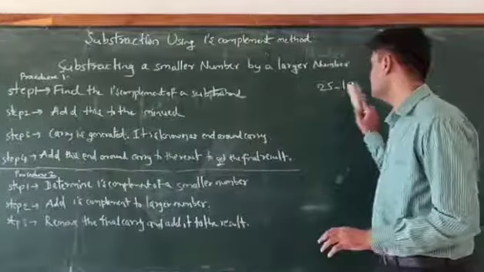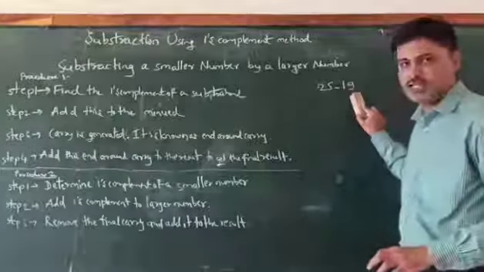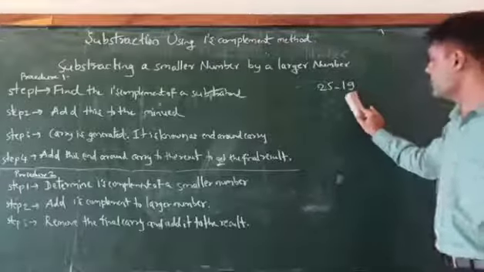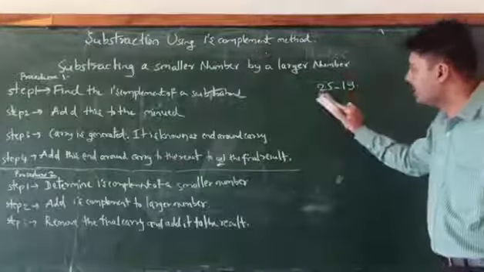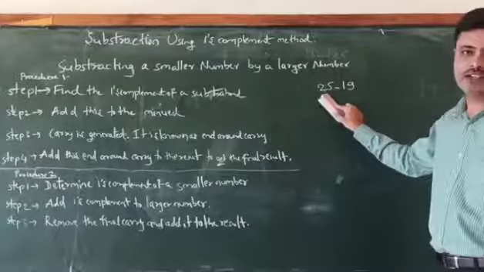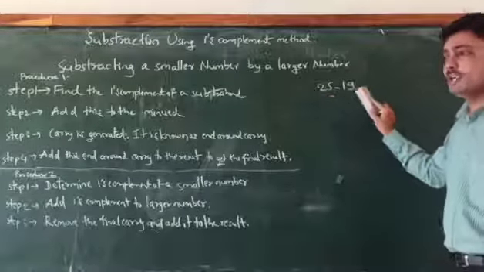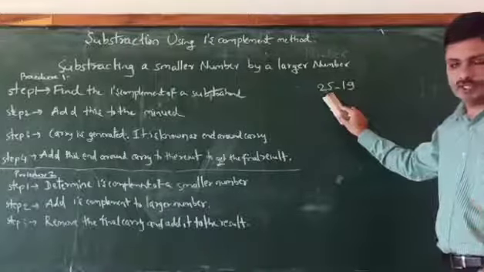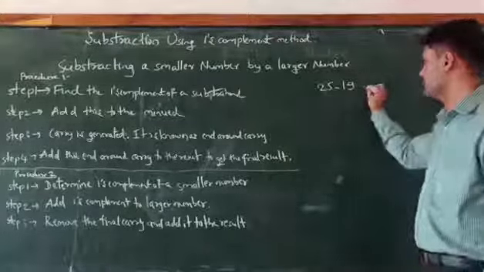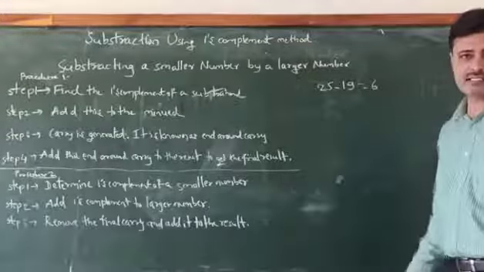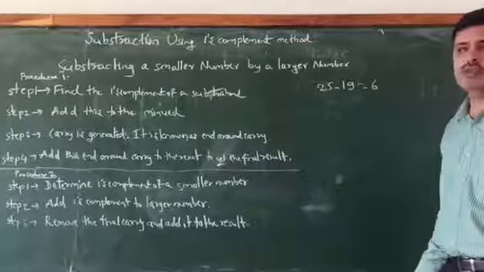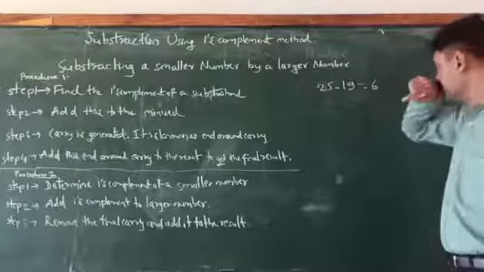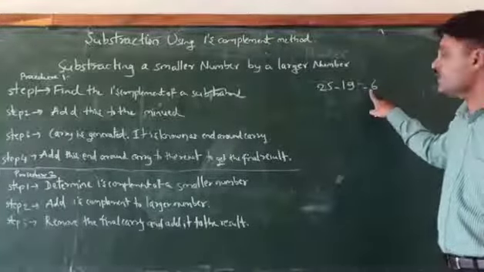First the given number is 25, second number is 19. Here we are subtracting a smaller number, that is 19, from a larger number, that is 25. So the answer will be a positive number here. We know what will be the answer? Answer will be 6 in decimal. Directly calculate 25 minus 19 equal to 6, with a positive sign also here.